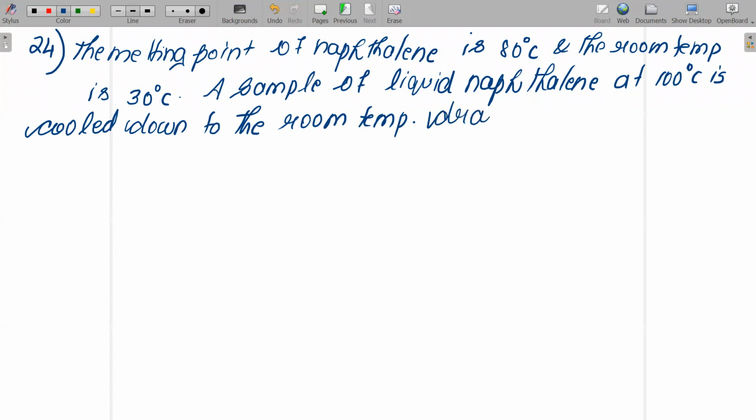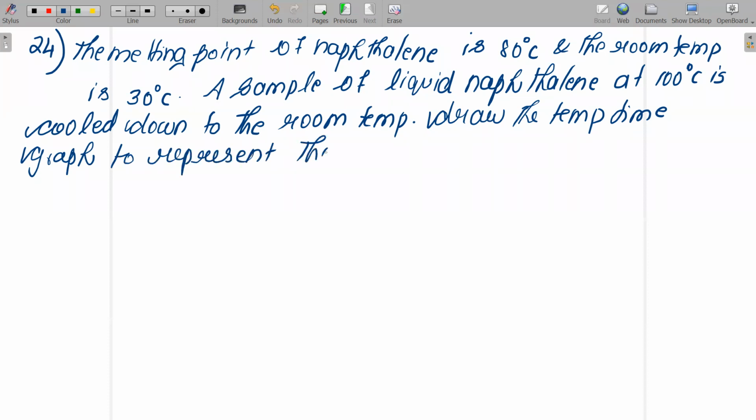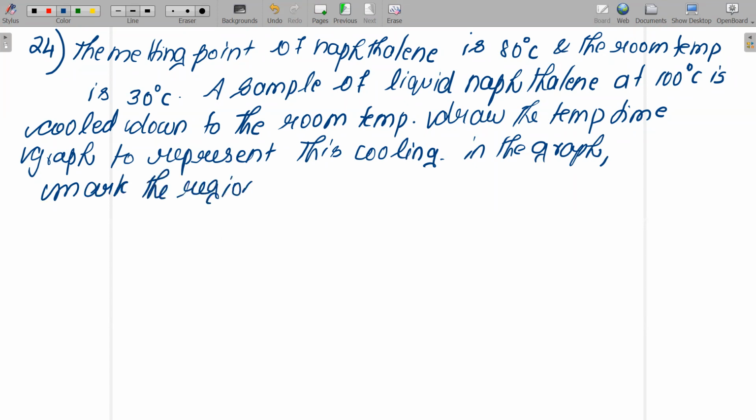Draw the temperature time graph to represent this cooling. In the graph, mark the region which corresponds to the freezing process.